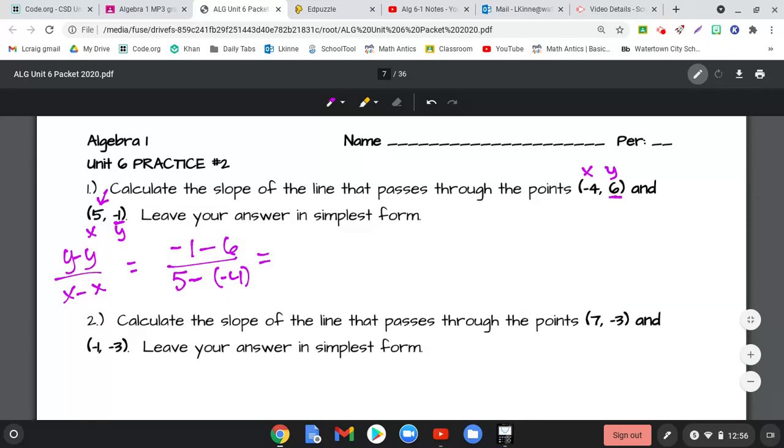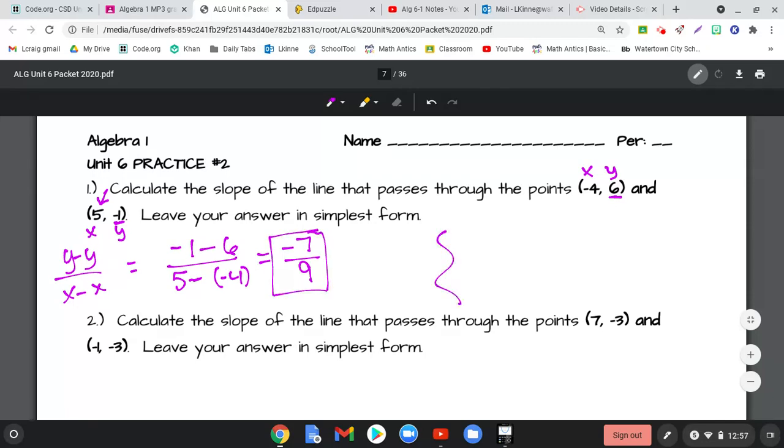This is extremely important when you get to geometry and applied geometry next year. So it's really important that you understand how to easily find the slope. So don't just let this video play and copy down the answers. Make sure you're trying these right along with me. All right, so -1 minus 6 is -7. 5 minus -4 is 9. That can't be simplified, so there's your slope.